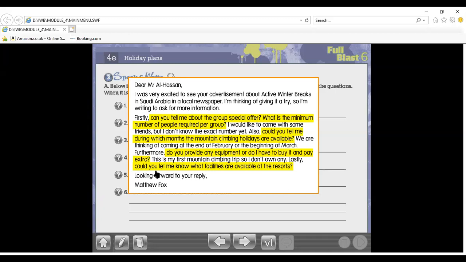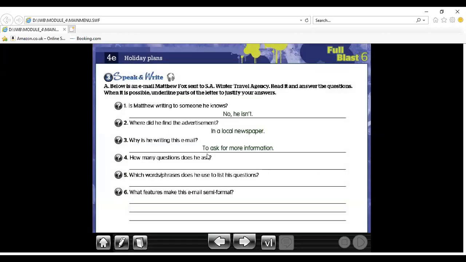Right? Wonderful. He wrote 5. Check it. Which words or phrases does he use to list his questions? As I told you, he used words to organize his writing: first, second, after that, finally, last. These words. Can you find them? First, circle them, please, or write them.